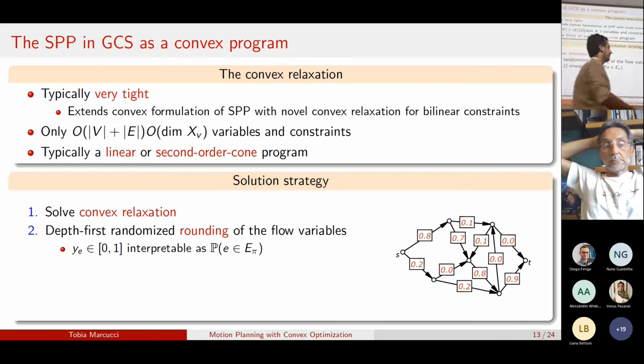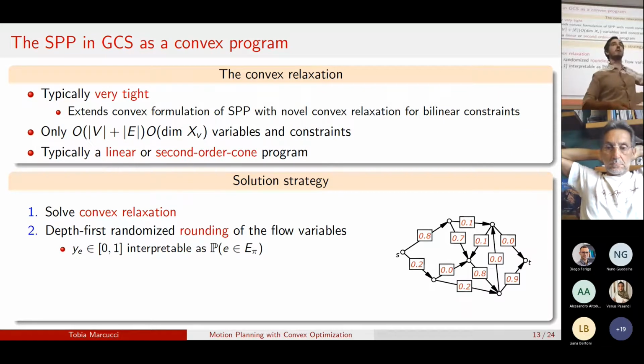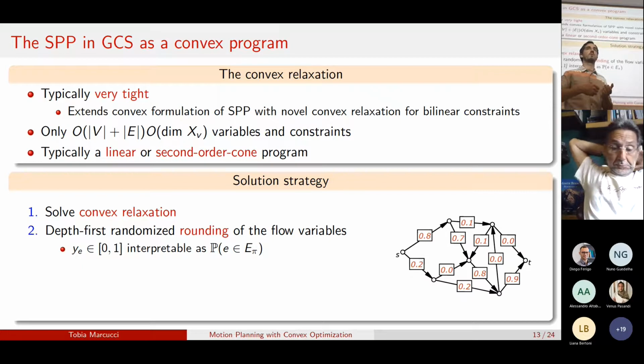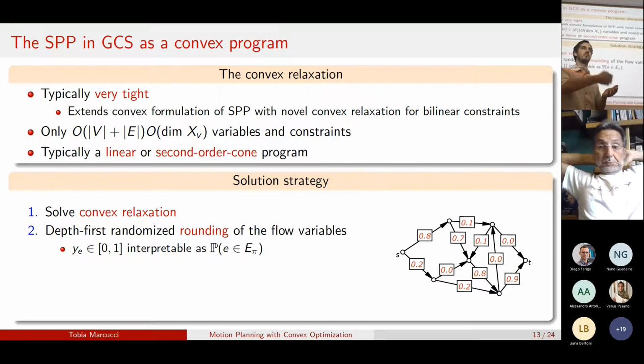From the convex relaxation, we will get indicator variables on the edges that are not necessarily 0 or 1. These variables are naturally interpreted as probabilities. They kind of induce a probability distribution over the graph. So a natural approach to round the solution of the convex relaxation is to run, for example, a randomized depth first search.